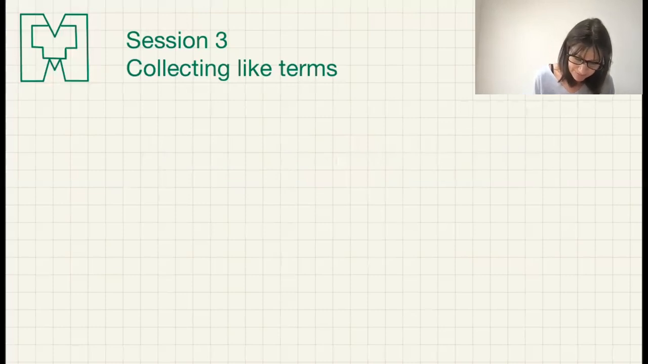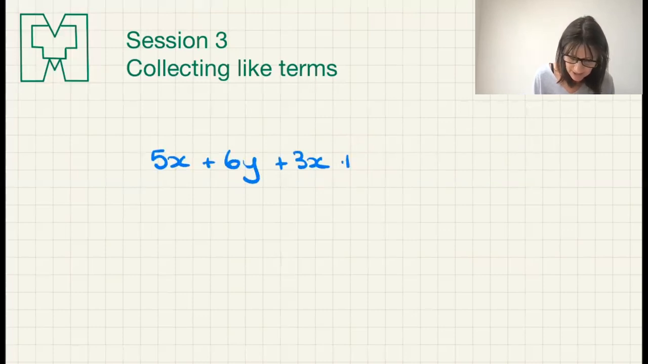Right, let's do this one. 5x plus 6y plus 3x plus 2y. I want you to pause and have a go, please.